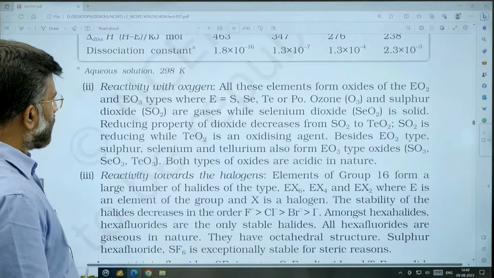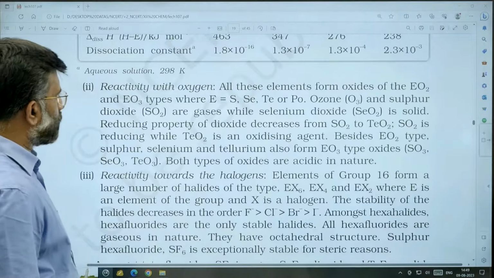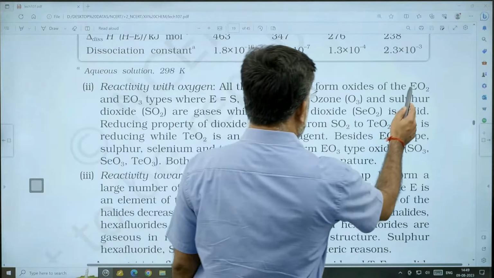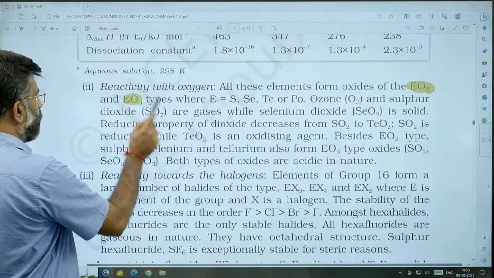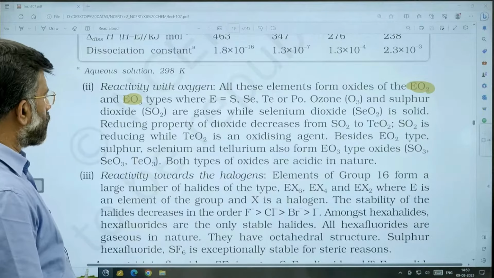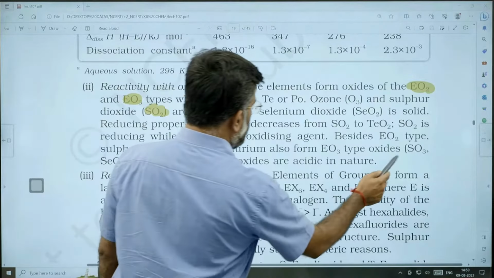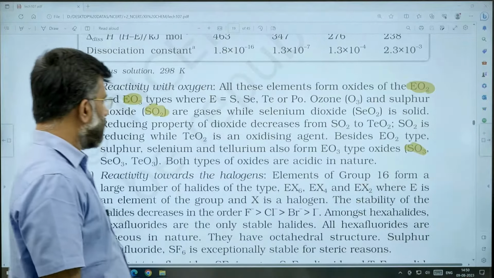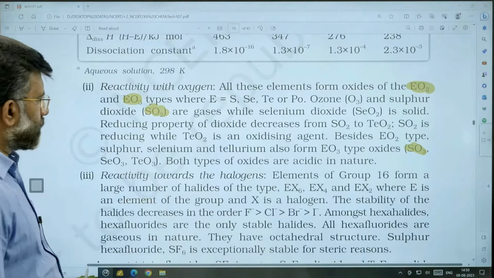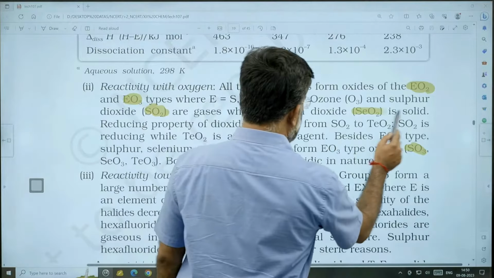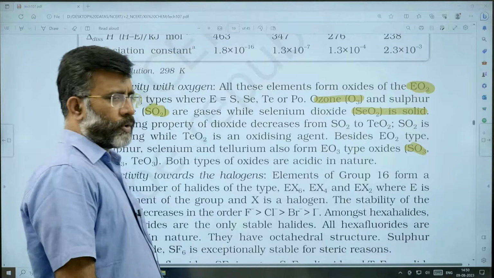Next is reactivity with oxygen. All these form oxides of the type EO2 and EO3, like SO2 and SO3. SO2 is a gas while SeO2 is a solid. In fact, ozone belongs to the EO2 type.